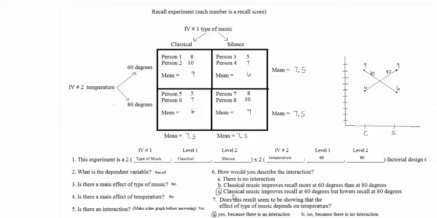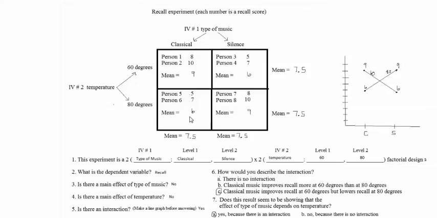So what this interaction seems to be showing is that classical music improves recall when it's a 60-degree room, because in a 60-degree room, recall is at 6 at silence and goes up to 9 at classical. It shoots up like this.